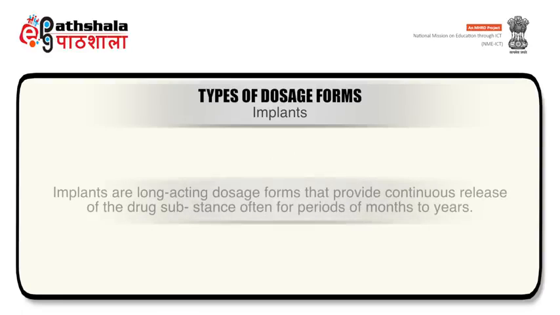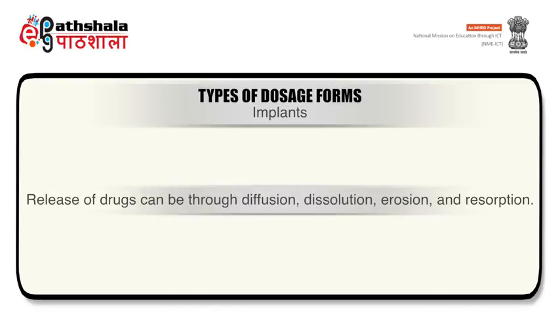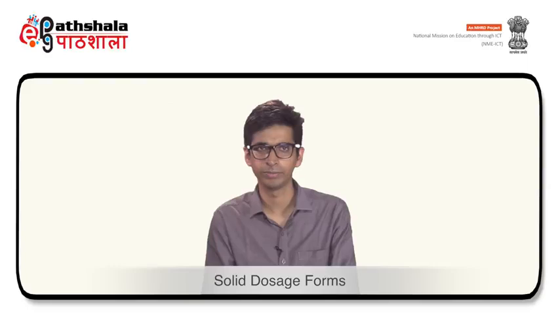Implants. Implants are long-acting dosage forms that provide continuous release of the drug substance, often for periods of months to years. They can be used for systemically or locally delivered drugs and are available as pellet implants, cylinders, and microparticles. Release of drugs can be through diffusion, dissolution, erosion, and resorption. Now let us elaborate on E, solid dosage forms.